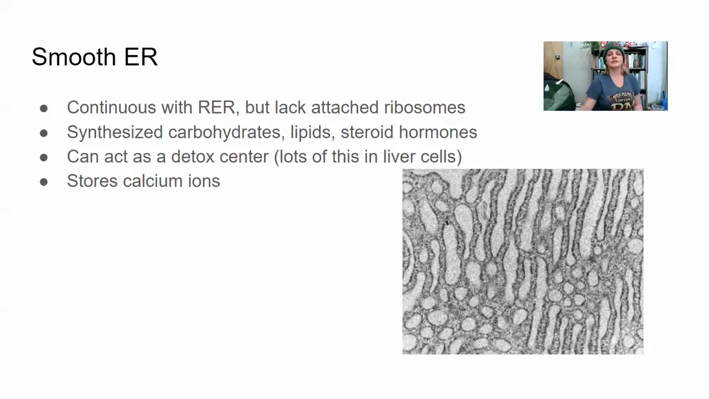So lots of carbohydrates, lipids, and steroids are made in this part of the ER. And it can also act as a detoxification center. So we see a lot of smooth ER in our liver cells and our kidney cells, because that's where the detox is going on. And also we find that there's a lot of calcium ions in these parts of the smooth ER.